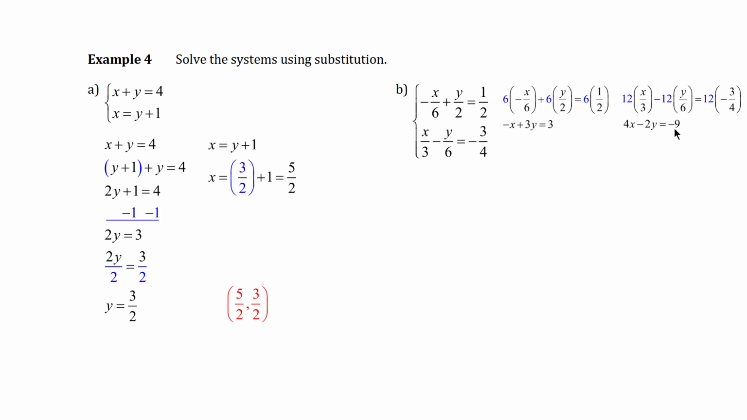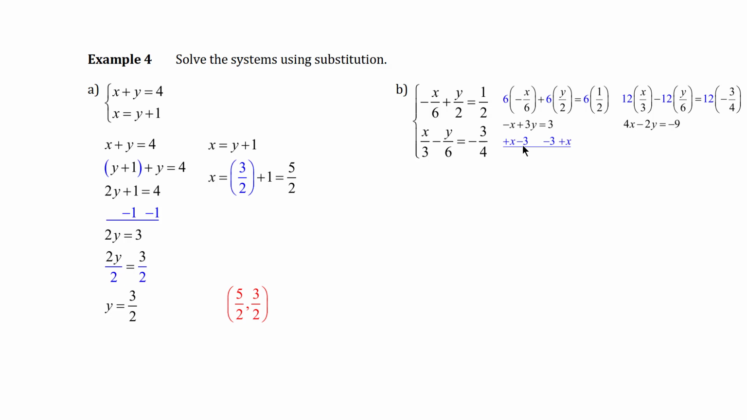Now that we got rid of all of the fractions, the next step is solving either one of the equations for either the x or the y variable. I'm going to solve the first equation, negative x plus 3y equals 3, for the x variable. I'm going to start by adding x to both sides and subtracting 3 from both sides.